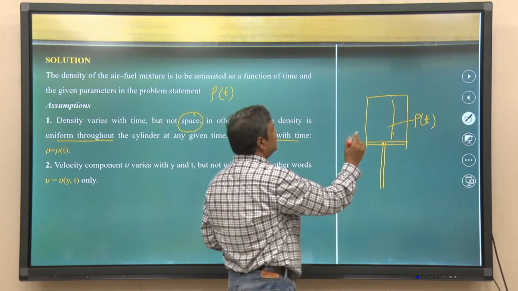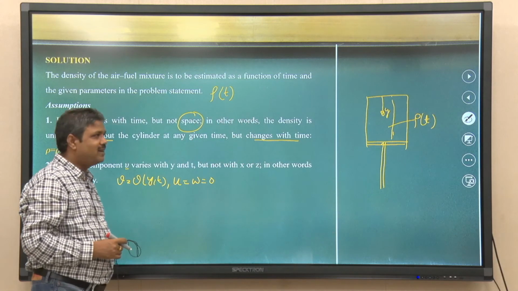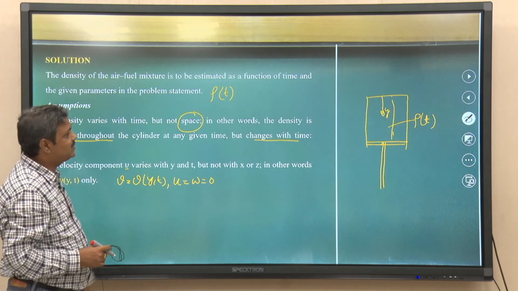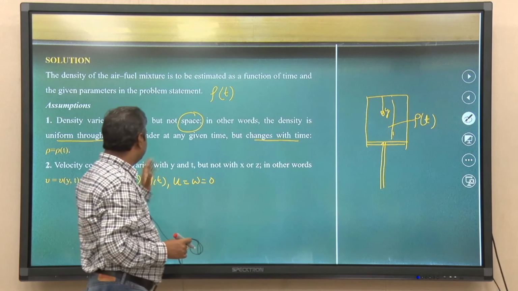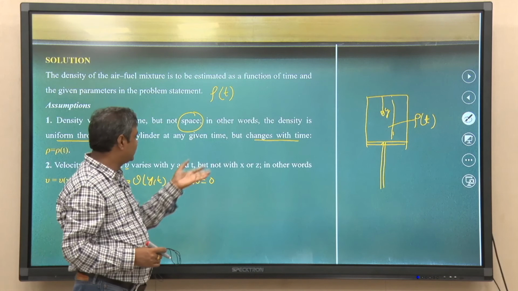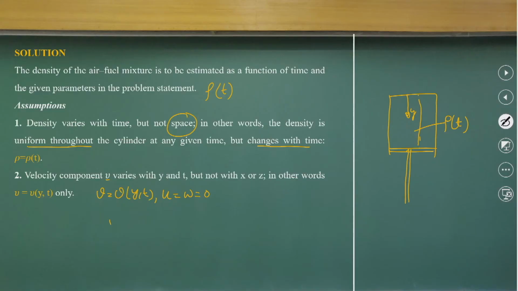Now, if you look at the problem, there is only the y direction. There are no other directions. So, we can write the velocity in the y direction as a function of y and t. The other velocity components, in the x and z directions, can be considered 0, because this is a one-dimensional problem, which we simplified. So we have two assumptions. One is that density is only a function of time. Then only the v component will be a function of y and t. We are not considering the x and z directions, so the other velocity components can be considered 0.